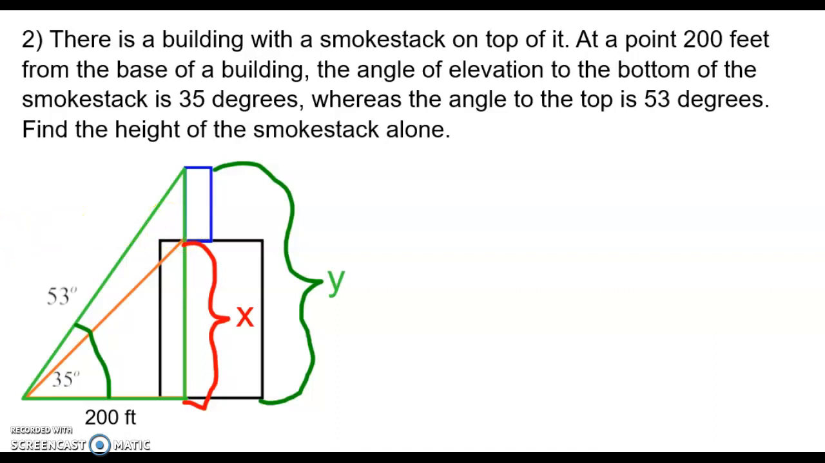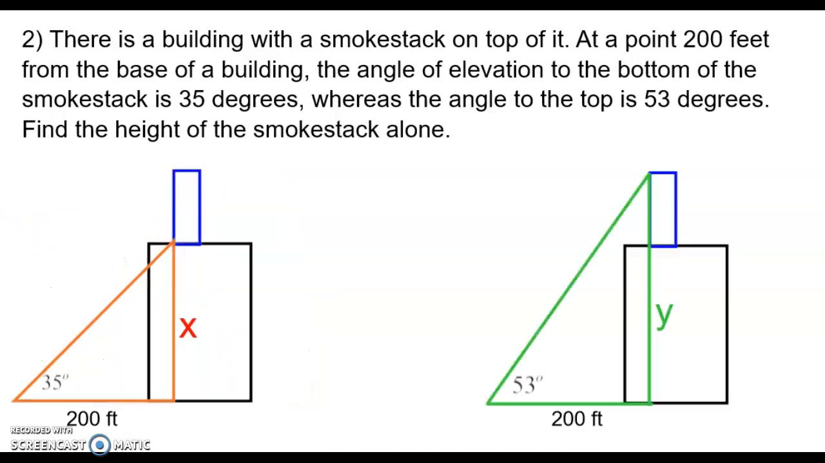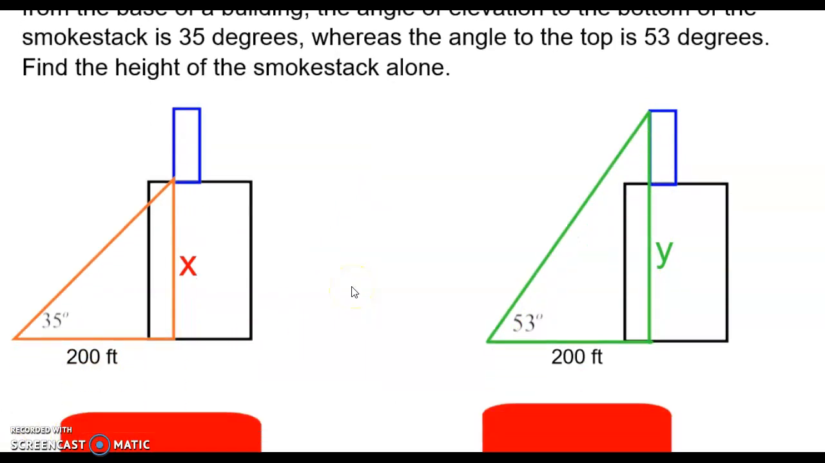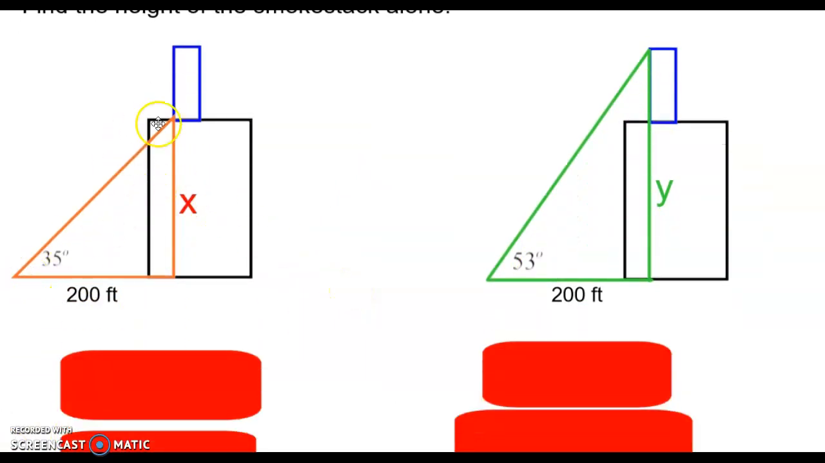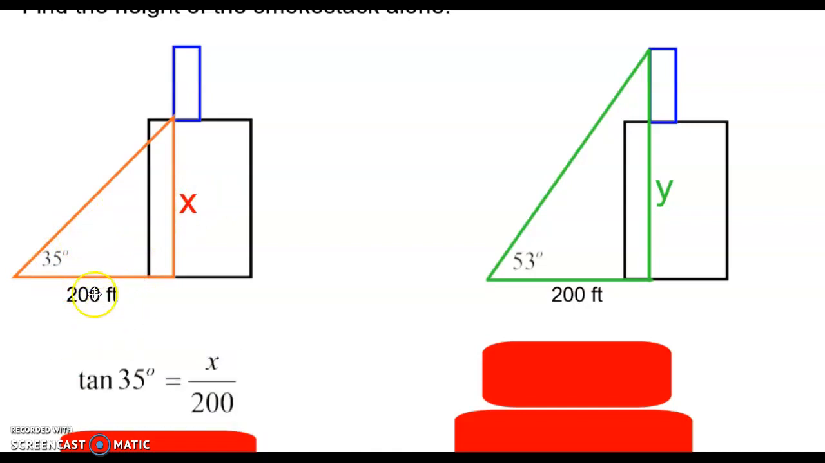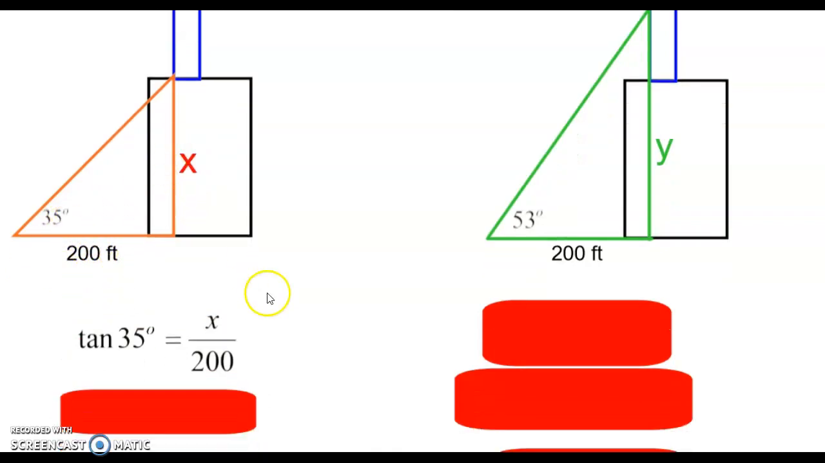So I'm going to separate those two triangles so you can see it a little bit better. Again, we have this triangle going to the bottom of the smokestack versus the one going to the top of the smokestack, all with that 200 feet here. Looking at the one going to the bottom of the smokestack, we have our angle measure, we have the opposite, and we have the adjacent, which means we're going to be using tangent. So we have tangent of our angle measure, 35, is equal to X over 200.